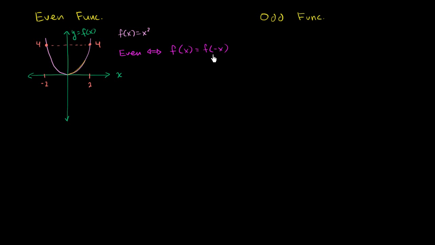of negative x. And the reason why I didn't introduce this from the beginning, because this is really the definition of an even function, is when you look at this, you're like, hey, what does this mean? F of x is equal to f of negative x. And all it does mean is this.